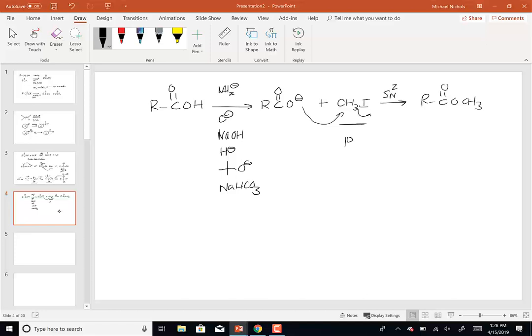The normal, original historical way of making methyl esters is to use CH2N2, which is diazomethane. For diazomethane, basically what you have is a CH2 double bonded to a nitrogen, double bonded to another nitrogen. If we look at the formal charges, the central nitrogen is plus 1, the terminal nitrogen is minus 1.